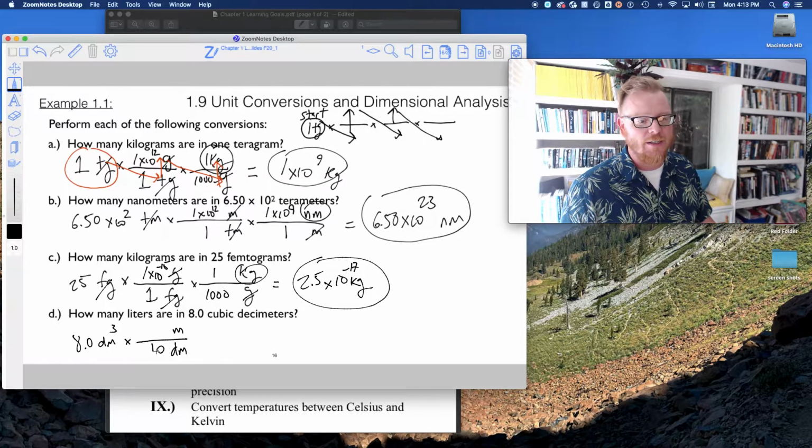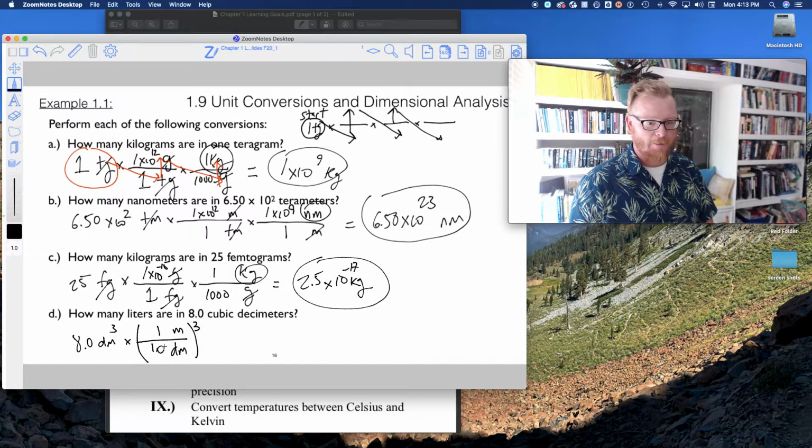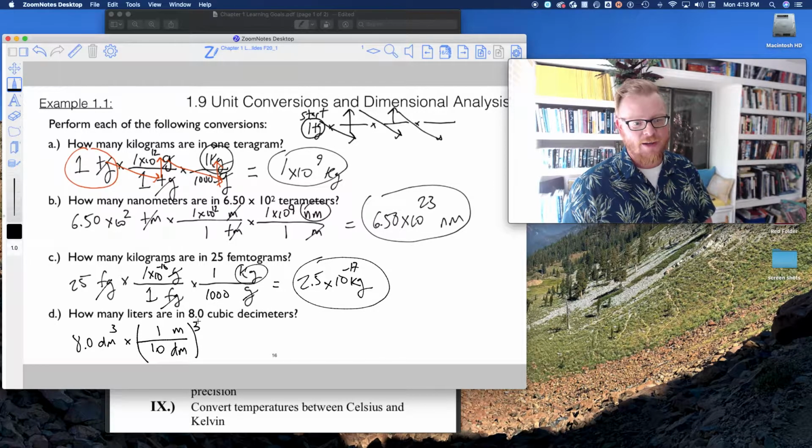Well, I know that there's 10 decimeters in 1 meter. But now look what I can do. I'm going to put a parenthesis around this whole thing and cube it. And so now when I cube this, that means in 1 cubic meter, there's 10 to the 3 cubic decimeters. So remember, if I cube the unit, I have to cube the number. So you could apply that 3 and recognize that that's got to be 10 to the power 3, 1 to the power 3, m to the power 3, dm to the power 3. And that'll cancel the cubic decimeters.